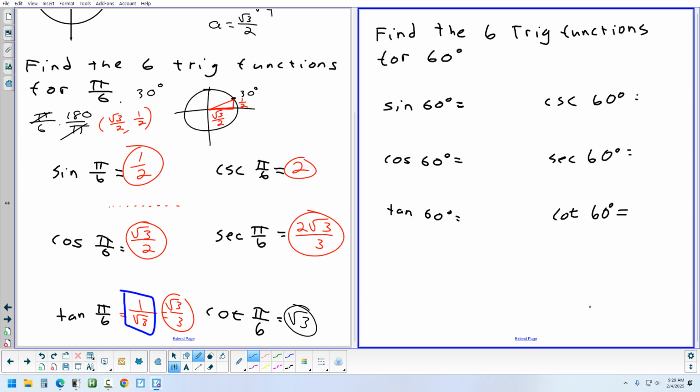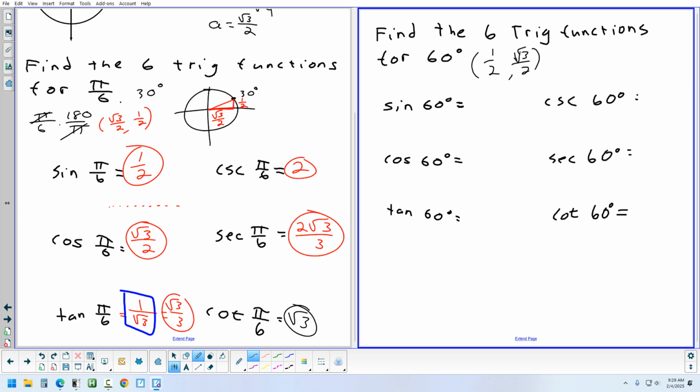Okay. So last question they want us to do is find the 6 trig functions of 60. What's the first thing that we need to do to be able to do all 6 of those? Yep. Find the coordinate. We just did the 30, and we know the connection between the 30 and the 60. So what's the coordinate for 60? 1/2, root 3 over 2. Yep.